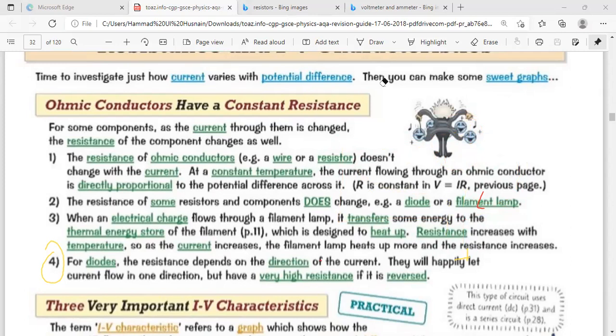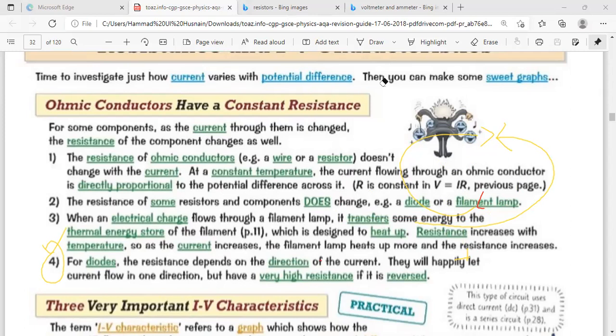We have seen that when the current was flowing in this direction, it was letting the current pass through it. But when we reversed the wires, we interchanged the wires, and the current was flowing in this direction, the diode was not letting the current flow through it. So the diode was providing a very high resistance, that's why the current was not flowing through it. So have you got it now? Yes. You can read this line 4 again and you will understand it in a better way.